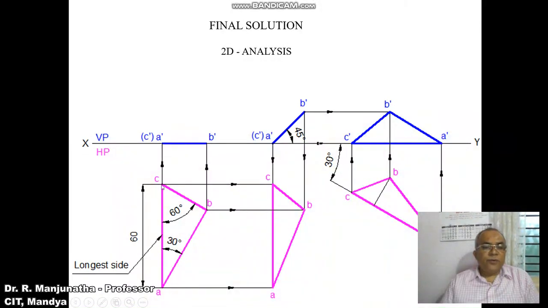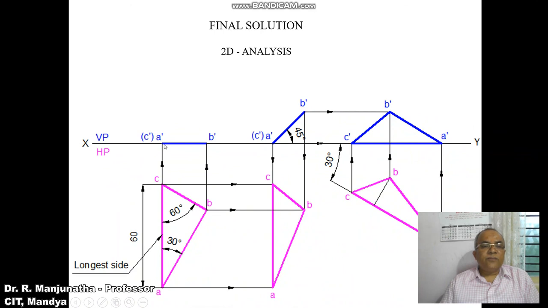When you look from the front view, A and B are visible, so A dash and B dash are visible, and C dash is away from the observer, so it becomes invisible. Then join A dash and B dash with a dark line. Since the longest side is kept in HP, A dash C dash, take any convenient distance and mark the point; A dash C dash is on the XY line. Then, using the protractor with respect to the XY line, measure an angle of 45 degrees and draw an inclined line.